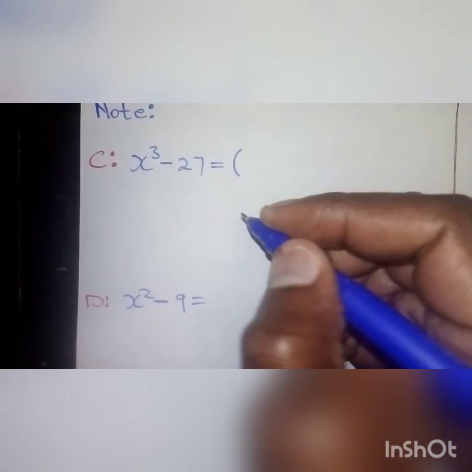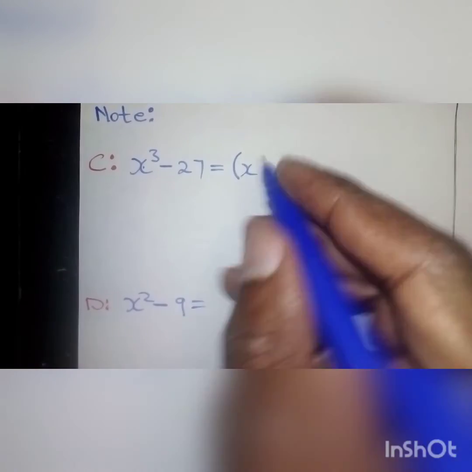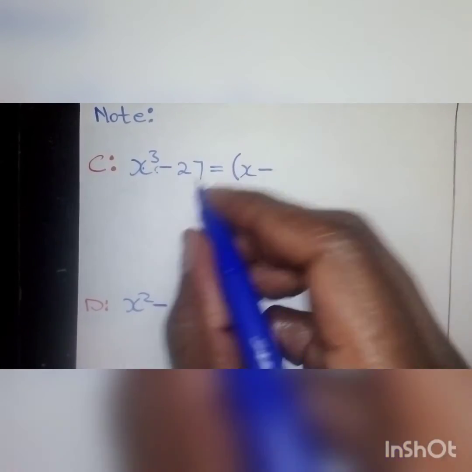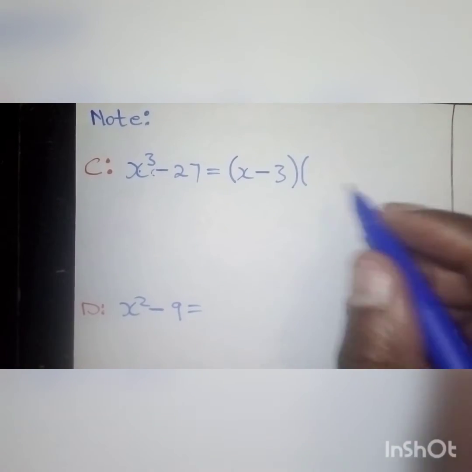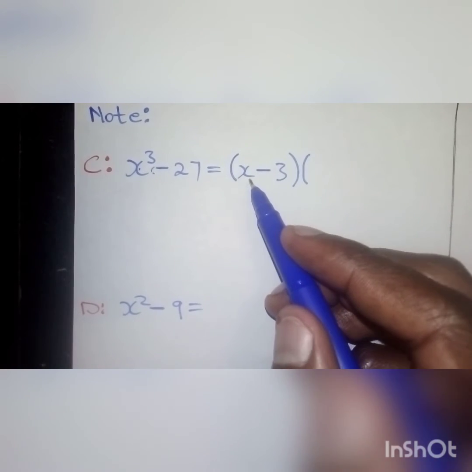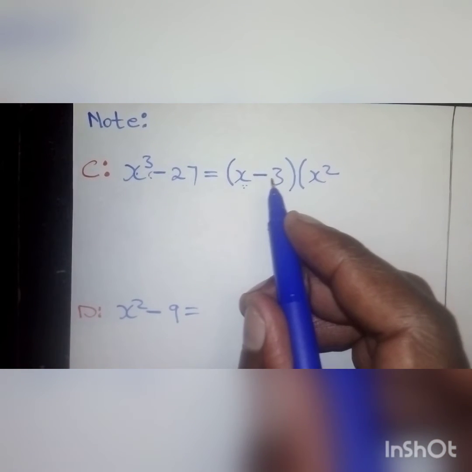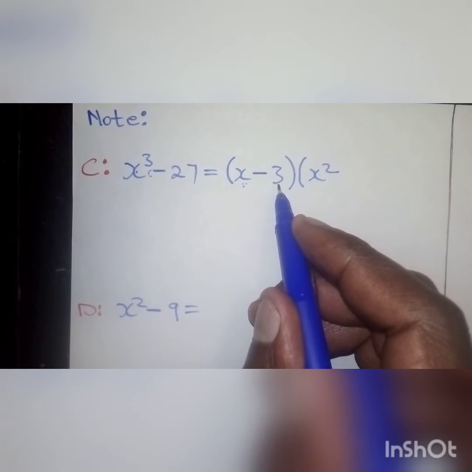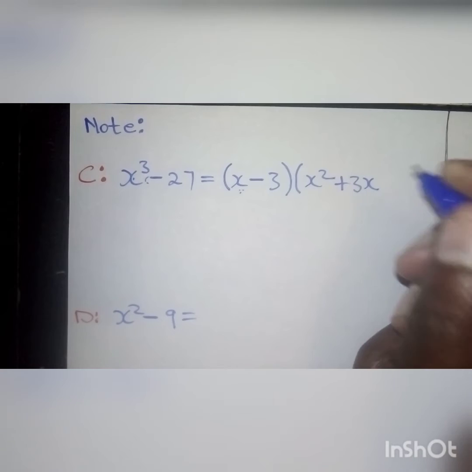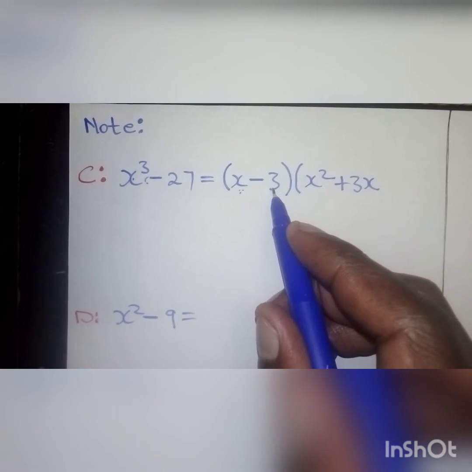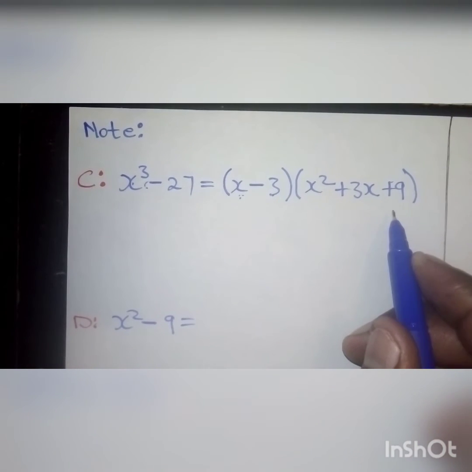First brackets. How do we determine the first bracket? Cube root of x is x, the sign is minus, and the cube root of 27 is 3. How do we determine the second bracket? We use the first bracket. x multiplied by x gives x squared. x multiplied by negative 3 gives negative 3x, and then we change the sign, it will be positive 3x. Negative 3 multiplied by negative 3 gives positive 9. And this second bracket is interesting.